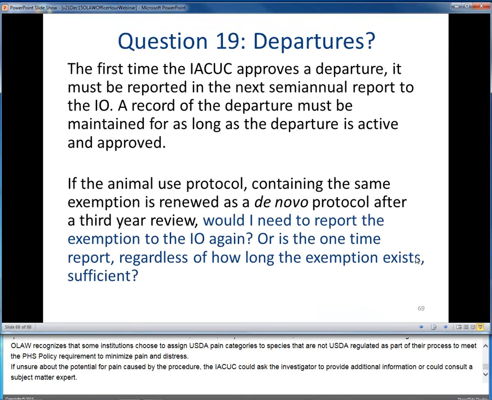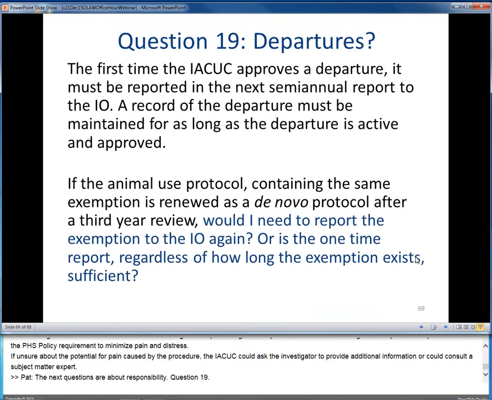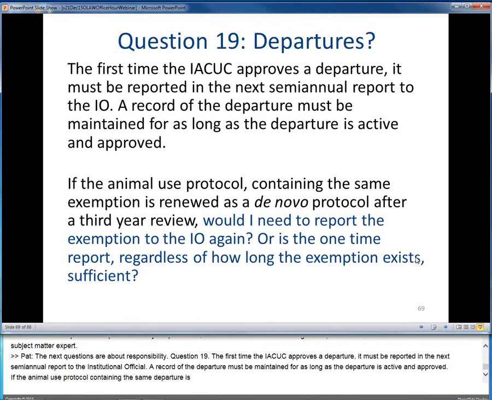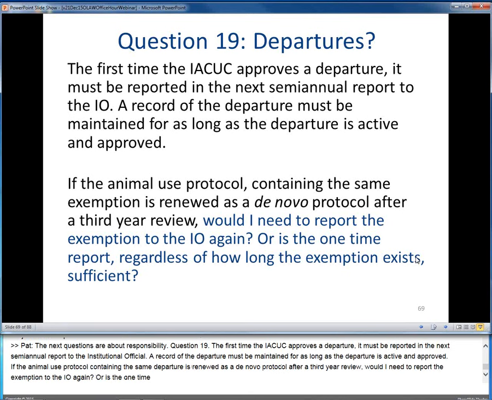The next questions are about responsibility. Question 19. The first time the IACUC approves a departure, it must be reported in the next semi-annual report to the institutional official. A record of the departure must be maintained for as long as the departure is active and approved. If the animal use protocol containing the same departure is renewed as a de novo protocol after a third-year review, would I need to report the exemption to the IO again, or is the one-time report, regardless of how long the exemption exists, sufficient?